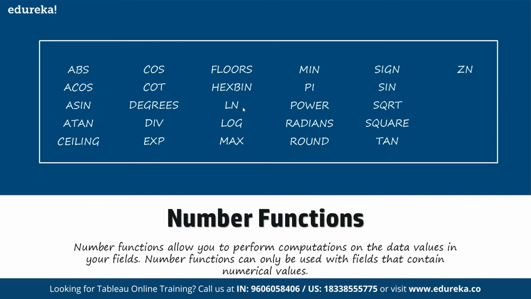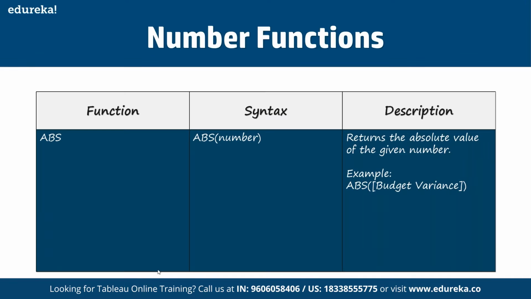You want to get the natural log of a number. You want to get log base 10, a number raised to the power of something, radians, round it off, obtain the square root, obtain the square of a number, right? ZN is when there is null, it replaces it with zeros. So there are a lot of functions. So these functions are used in calculated fields in order to manipulate the data.